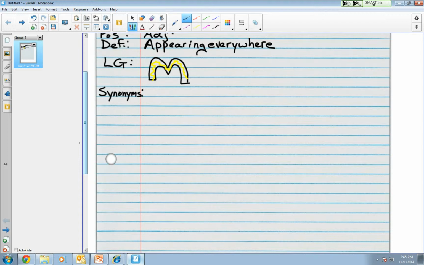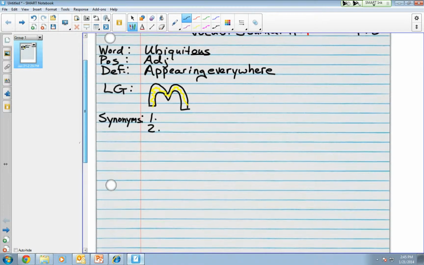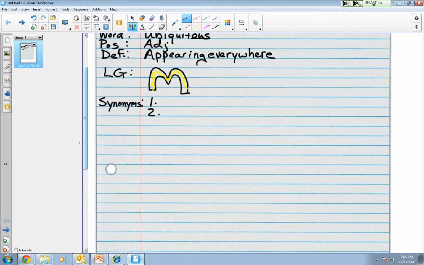So, 2 synonyms. I need to think of what these are actually going to be. For appearing everywhere, let's see, I could say obvious might be one, right? Because if it's appearing everywhere, then it's probably going to be pretty obvious. Now, note that McDonald's are not always obvious necessarily, but I feel like that could be a link.